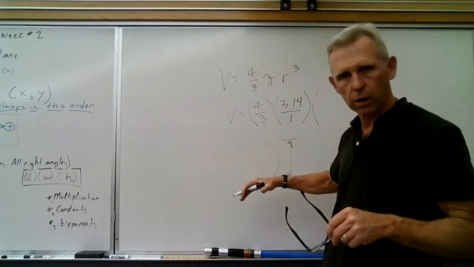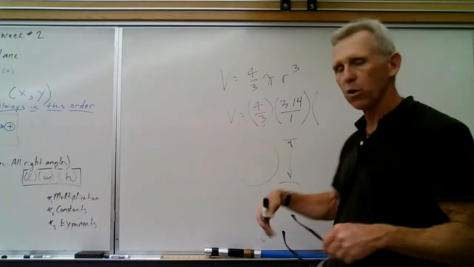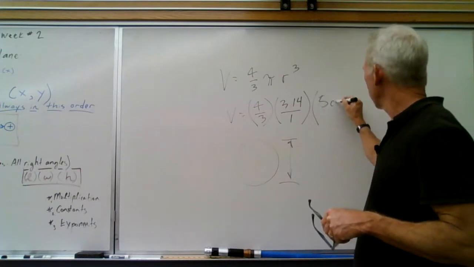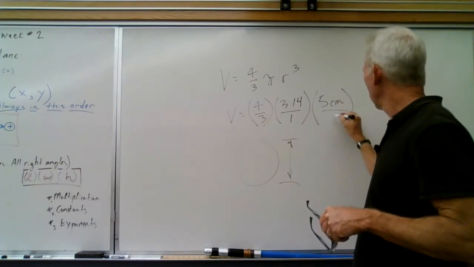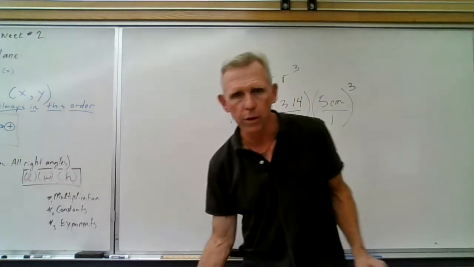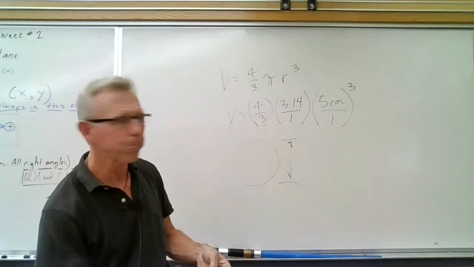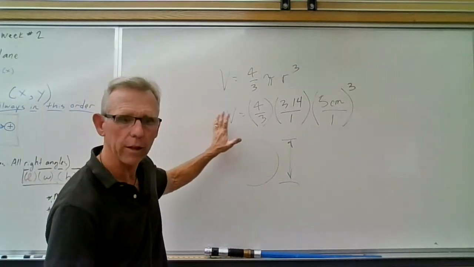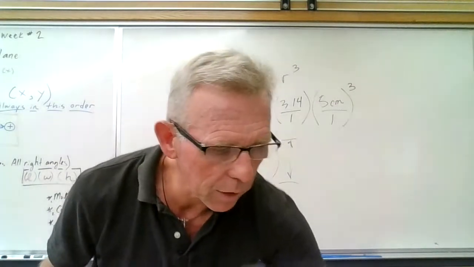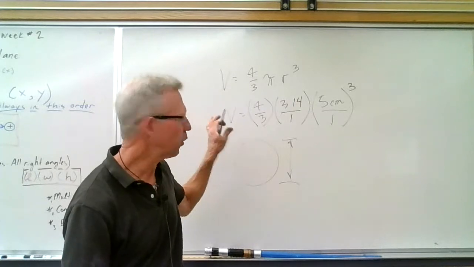That's roughly the distance from where we had it sitting on the table to the top. So that means a radius of 5. So let's write that in. We have 5 centimeters over 1. And we put a little 3 exponent there at the end. Again, if you can see this on the whiteboard right there, writing it out like this makes it very, very easy when it comes time to pulling out the calculators. By the time you pull out the calculator, your math is done.